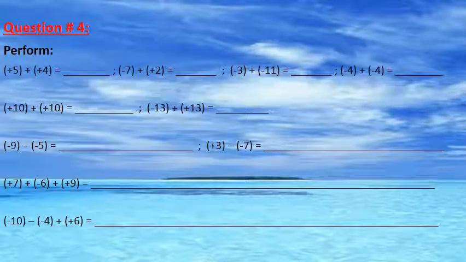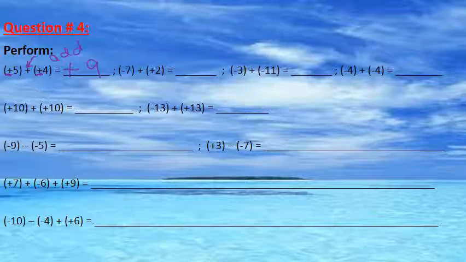Question number 4, we should perform the following. We have plus 5 plus 4. First we look here, we have plus, so we have addition of relative numbers. The sign of the first is plus, the sign of the second is plus, so the result will be plus and we add both. 5 plus 4 is equal to 9.